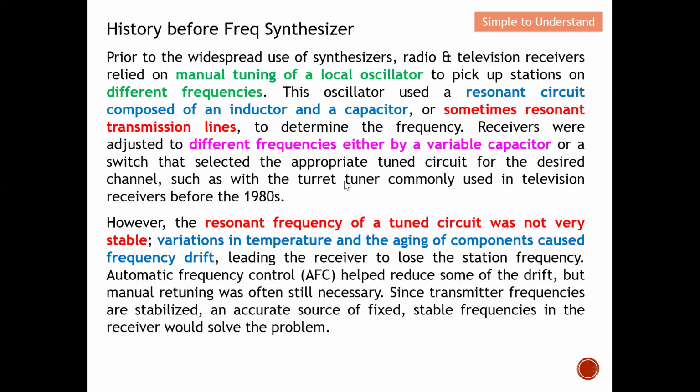Such as with the turret tuner commonly used in television receivers before the 1980s. So basically these are all very old days. Before frequency synthesizers became popular, how we adjusted to different frequencies was by manual tuning of this local oscillator, which consists of L and C. So basically, how you change the frequency is that we change the frequency with a variable capacitor.